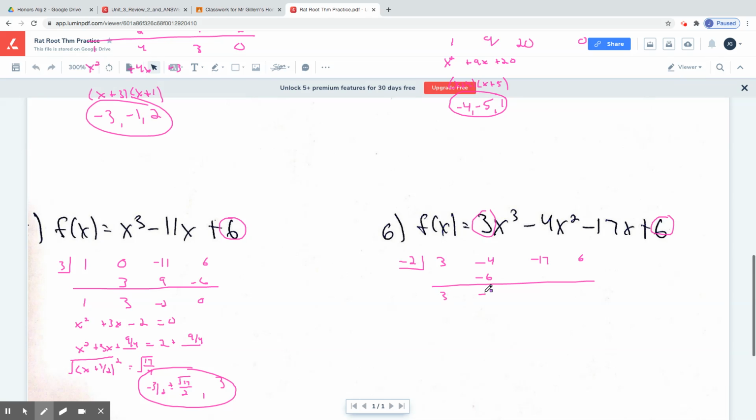So negative 6, negative 10, 20, 3, negative 6, 0. So it leaves me with 3x squared minus 10x plus 3 equals 0. 3x, x, I believe that is a 1, that is a 3. These are both negative. 3 times 3 is 9. Negative 1 gives you negative 10. So it's positive 1/3, positive 3, negative 2.